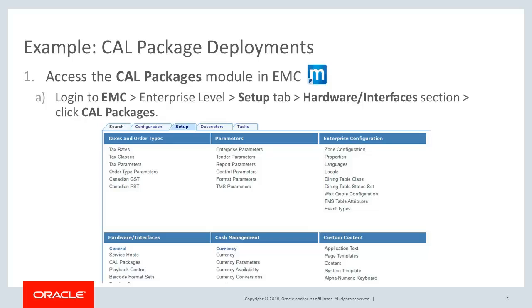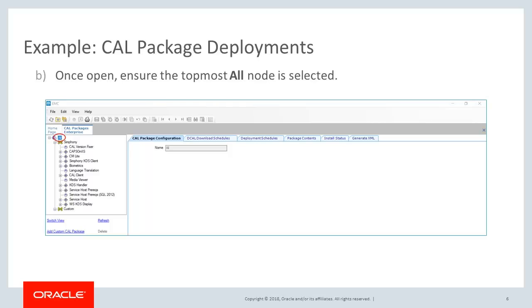We will start by logging into EMC. At the enterprise level, select the Setup tab. Under the Hardware Interfaces section, click on CAL Packages. This will display the CAL Packages module. Next, click on the topmost All node. Your screen should look similar to the one seen here.